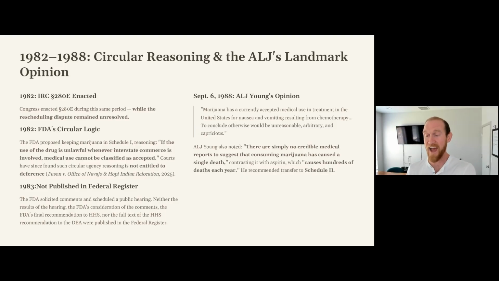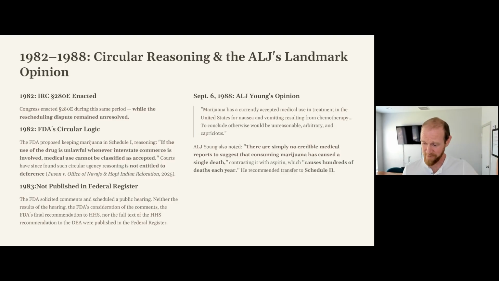By contrast, aspirin, a commonly used over-the-counter medicine, causes hundreds of deaths each year. So this is a law judge in the DEA that concluded that marijuana has currently accepted medical uses. Now that was September 6th, 1988.